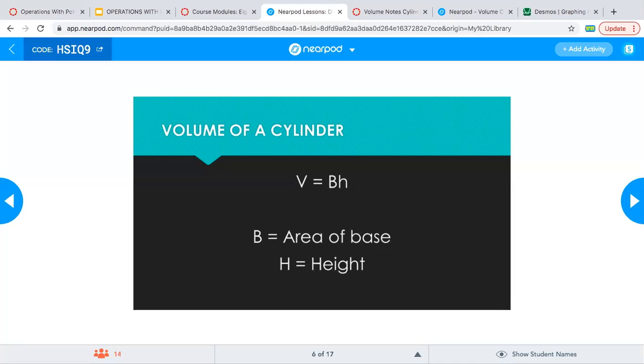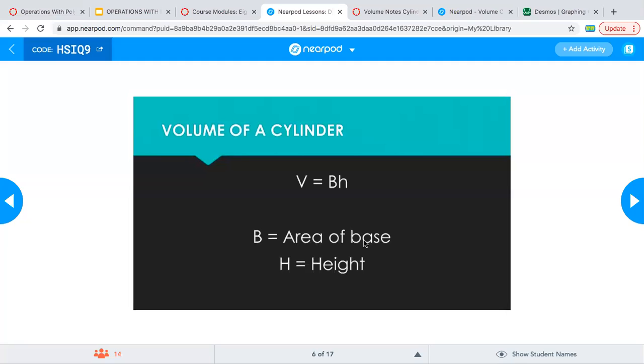We need to know what B and H stand for. Capital B stands for the area of the base, not just base. Main reason people get this wrong is they think the capital B just represents base. No, capital B is the area of the base. So I think in 7th grade, y'all learned it where the lowercase b represented base, but this is a capital B. So that's the area of the base. And H just stands for height, okay?